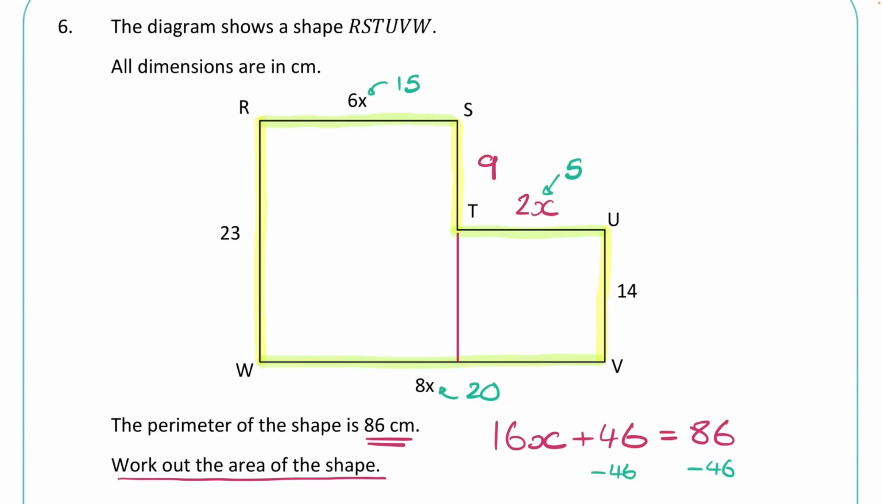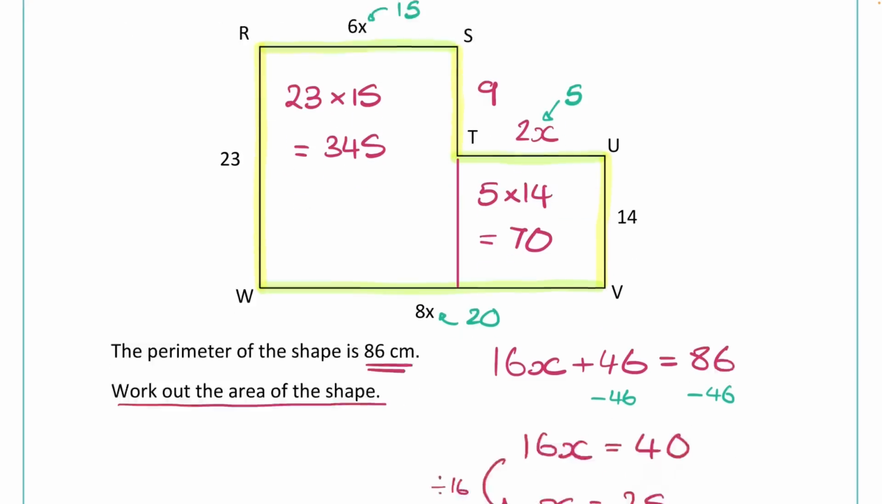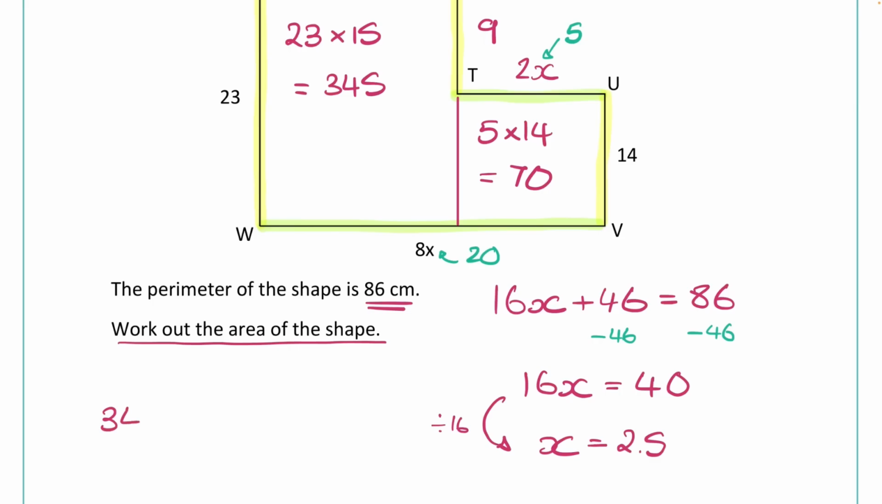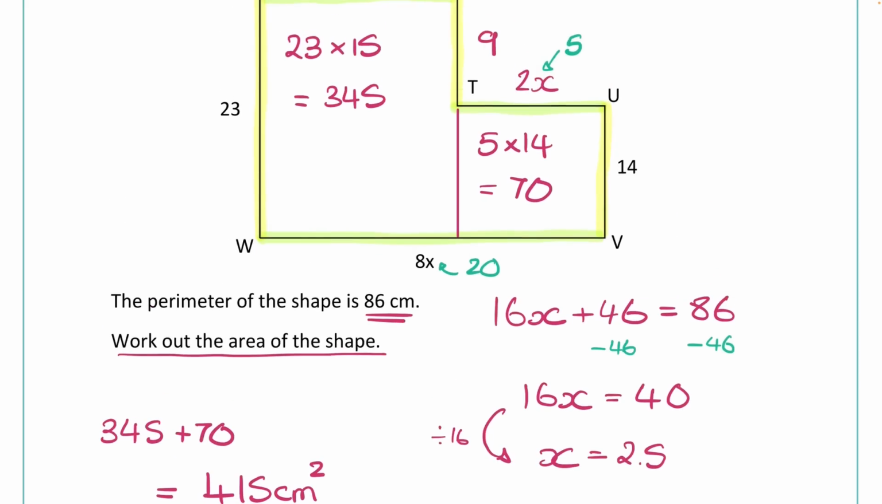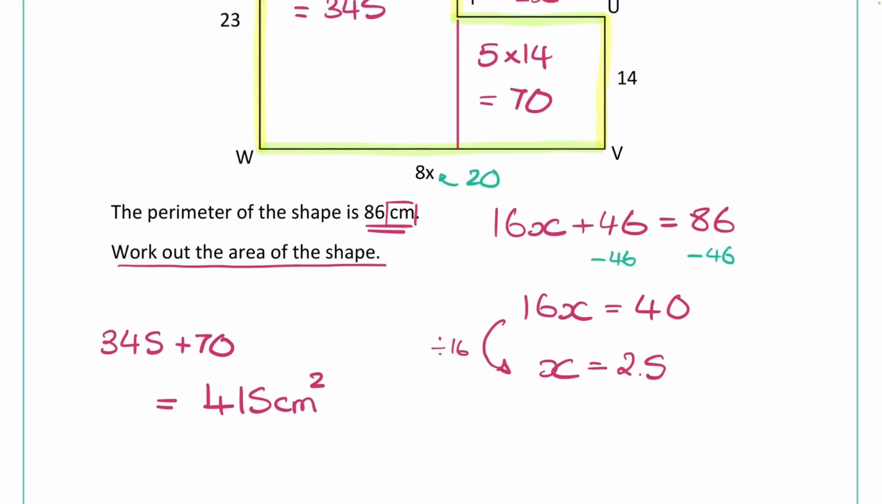For this one on the right, I have 5 multiplied by 14, and 5 times 14 is equal to 70. And on the left here, we have 23 times the 15 at the top. 23 times 15 is equal to 345. So the overall area for this question, I would do 345 add 70. And if we add those together, we get 415. And that is metres, is it? Or was it centimetres? It was centimetres, so centimetres squared. Always check back at the question. We spotted the centimetres here, so it is in centimetres squared. So there we go, that's the overall area.